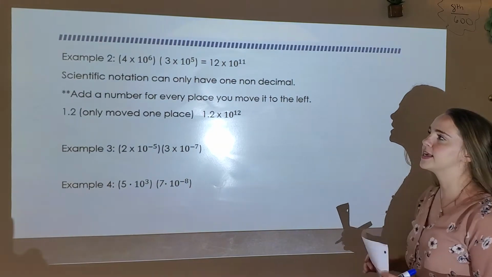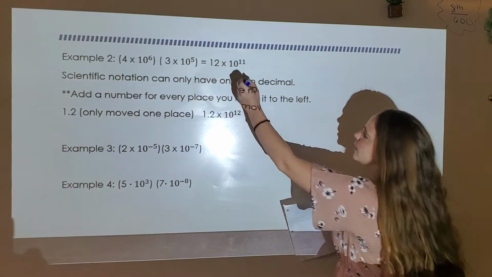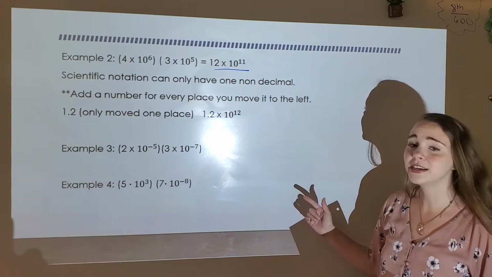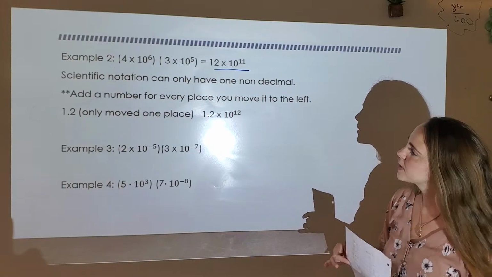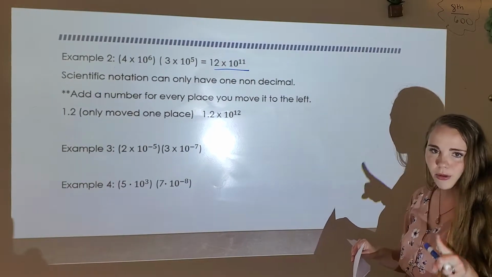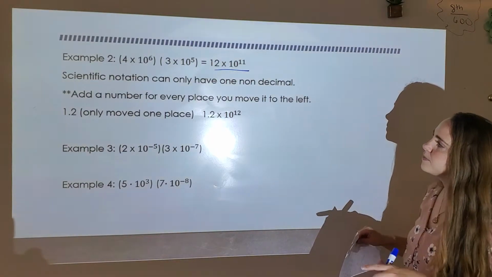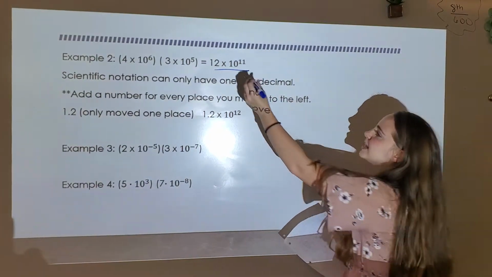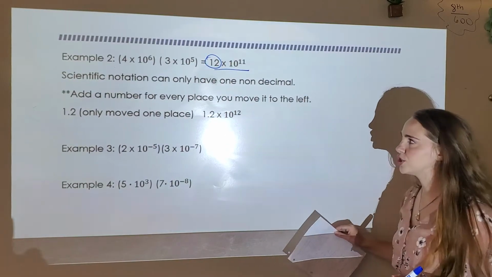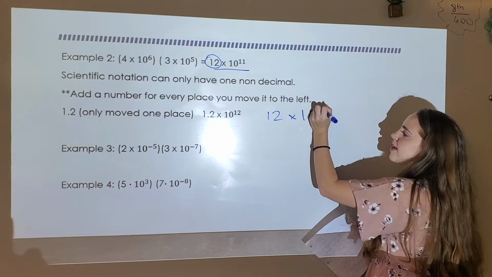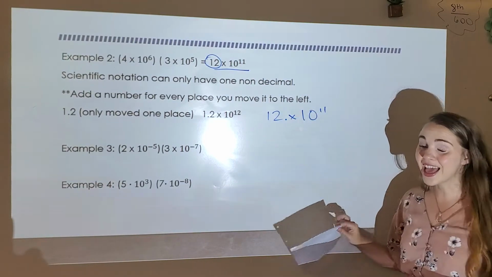4 times 10 to the 6th and 3 times 10 to the 5th. We end up with 12 times 10 to the 11th. 4 times 3 is 12 times 10, and then 5 plus 6 is 11. But scientific notation can only have one whole number. You guys remember that? Hopefully you do. One number that's not past the decimal sign. This has 2, unfortunately. So 12 times 10 to the 11th, the decimal point is at the end.